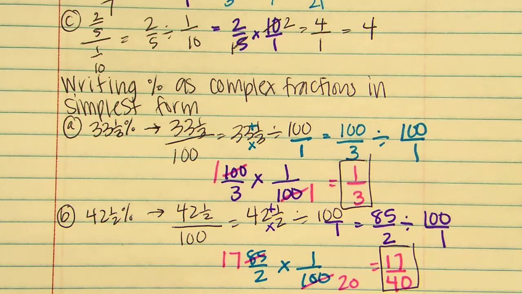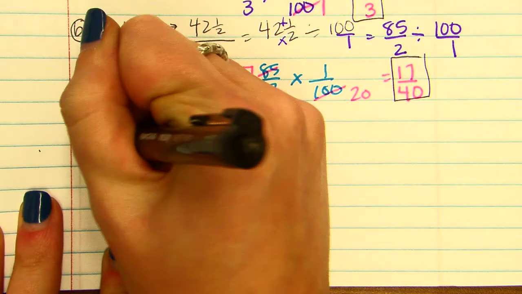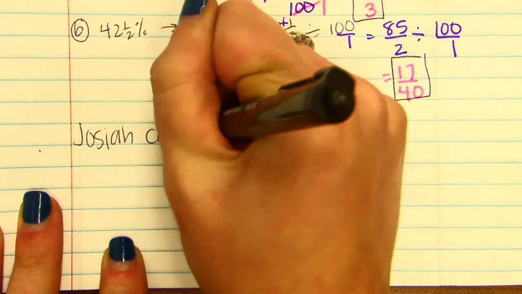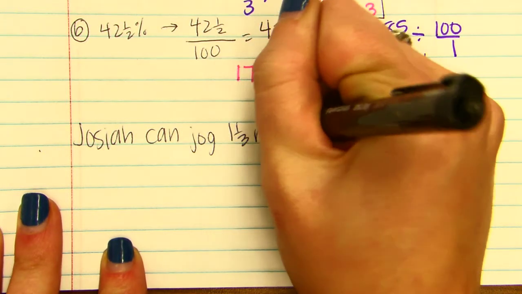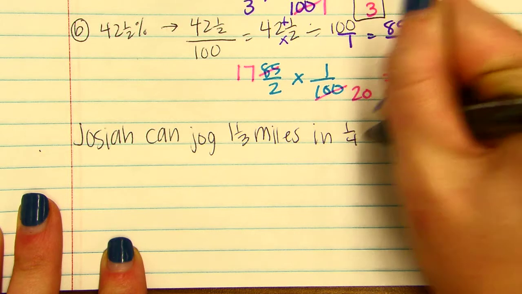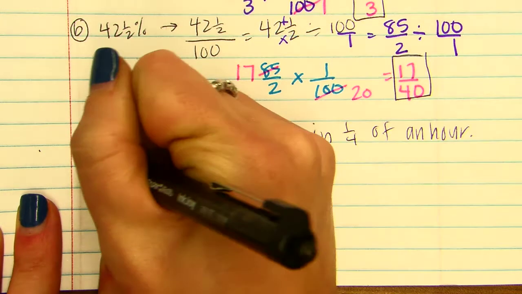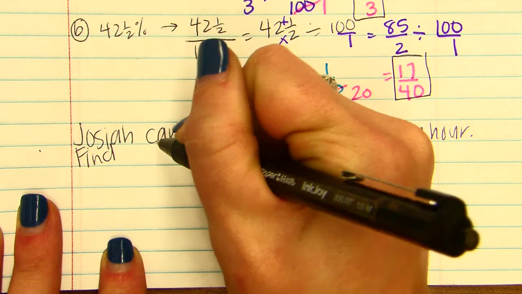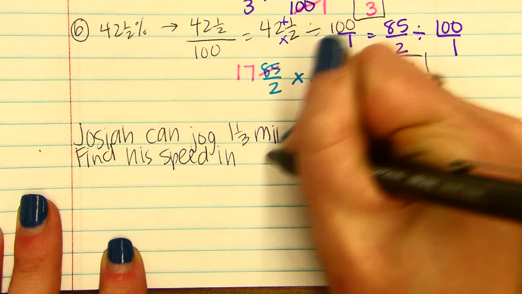And then we just have one more thing to talk about, and that's unit rates using complex fractions. So this last example is going to be: Josiah can jog 1 1/3 miles in 1/4 of an hour. Find his speed in miles per hour.